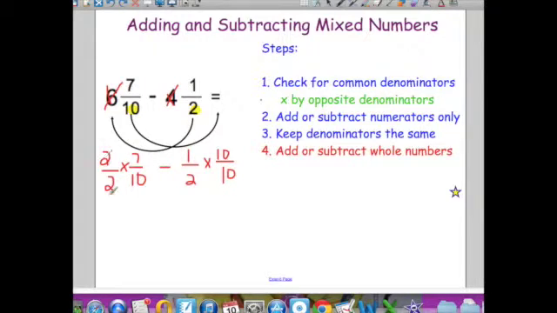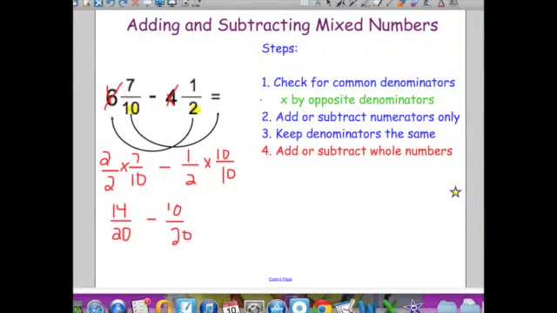Okay, so 7 times 2 is 14. And 2 times 10 is 20. There's our new equivalent fraction for 7 tenths. Now I'm going to do it on this side. 1 times 10 is 10. And 2 times 10 is 20.